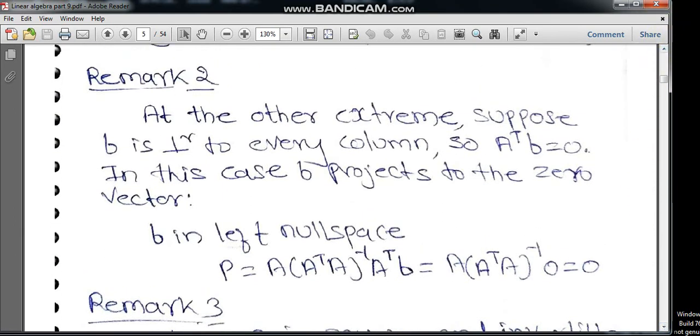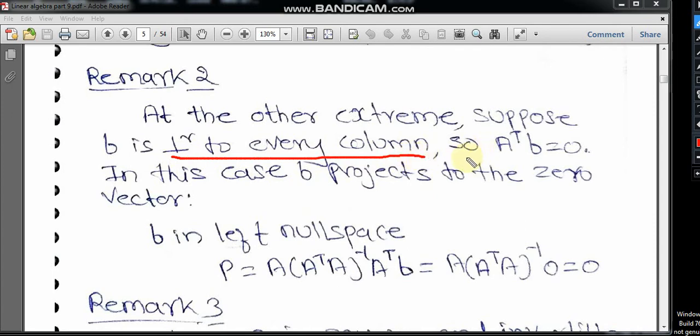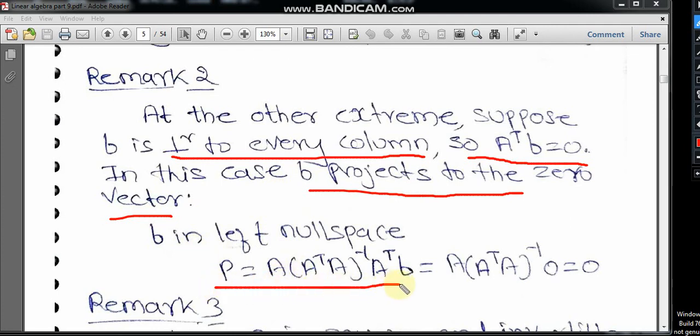The second remark is that at the other extreme, suppose B is perpendicular to every column, that is, when the solution is inconsistent. So A transpose B equals 0. It appears in the left null space. In that case P projects the 0 vector. Instead of B projecting onto the columns, here it represents the left null space. So that is P equals this.